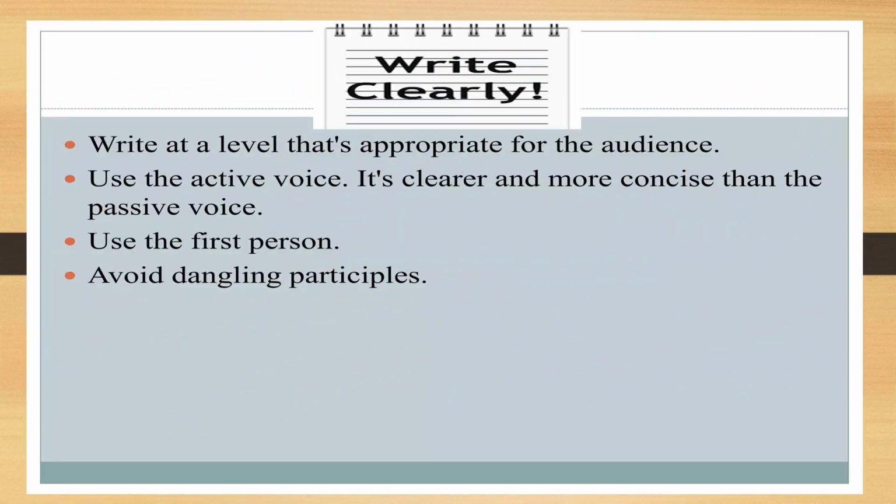Write clearly. Write at a level that is appropriate for the audience. First of all, you should understand the audience, and always use the active voice because it will be clear and more concise. And use the first person. Avoid dangling participles.